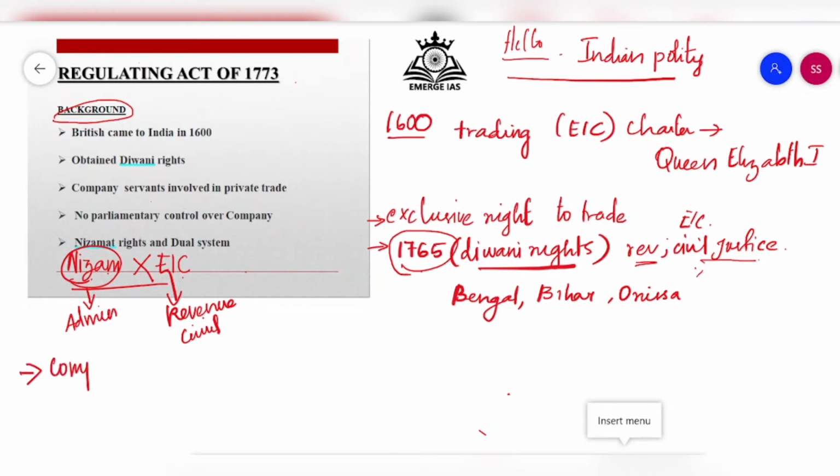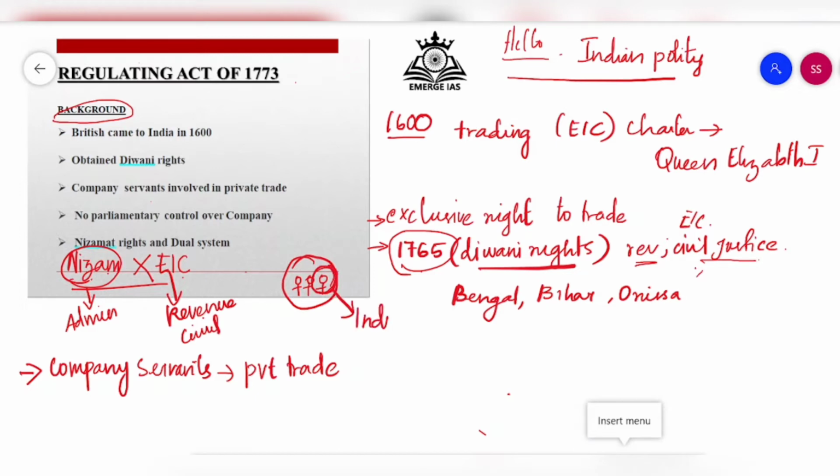Then the next thing was the company servants. Company servants means the men of the English East India Company, the servants, they started doing private trade. Private trade in the sense the English East India Company was the authorized association to carry out trade in India. But the company servants started doing individual trade. They themselves acquired some products from India and exported them to Britain, and they started doing private trade apart from the company trade, and it affected the functions of the company and reduced the revenue of the company.